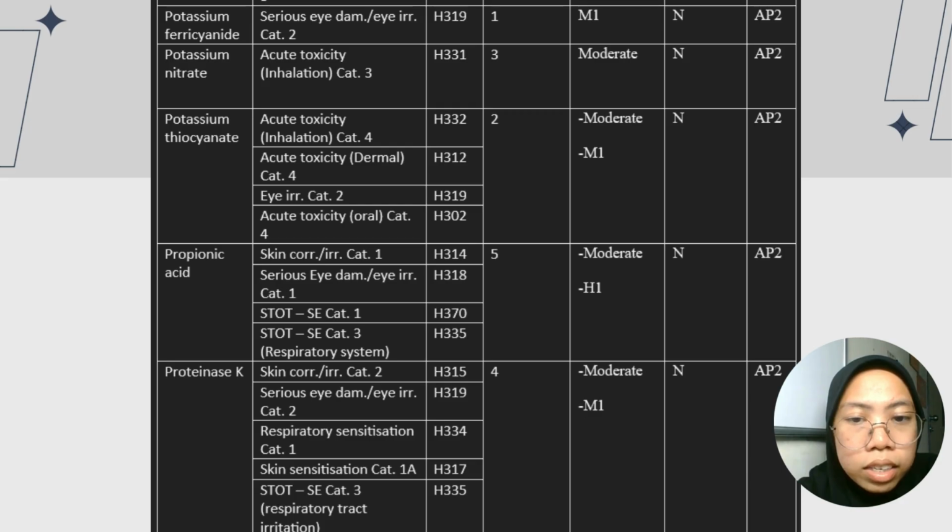Proteinase K causes adverse health effect through inhalation and dermal. The hazard rating is 4. The level of risk is moderate for inhalation and also moderate for dermal. The existing control is also inadequate, so the action priority is AP2.